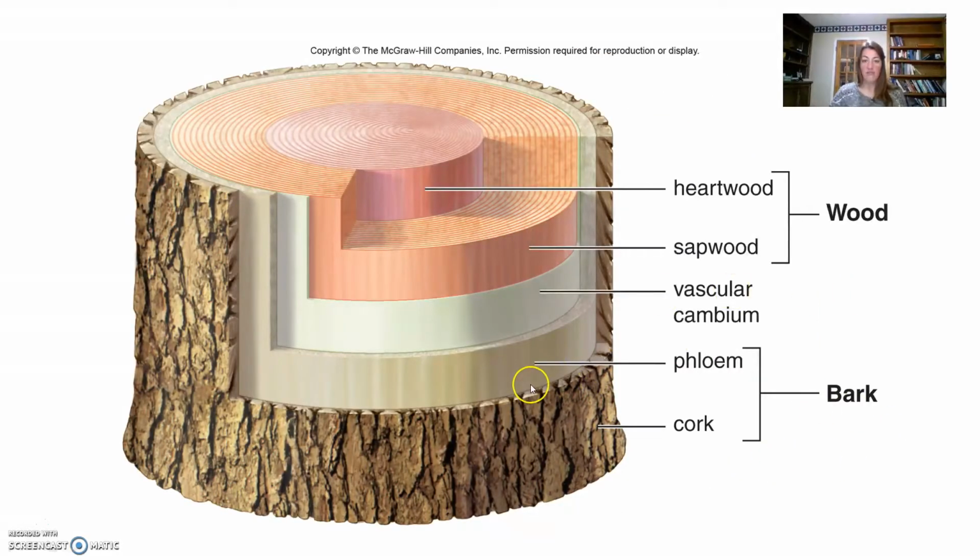Here's just another example. You have the cork, part of the bark, right? Phloem and the cork equal the bark. Then you have the vascular cambium, then the sapwood, which is, we know, is the xylem, right? And the older areas is called the heartwood.